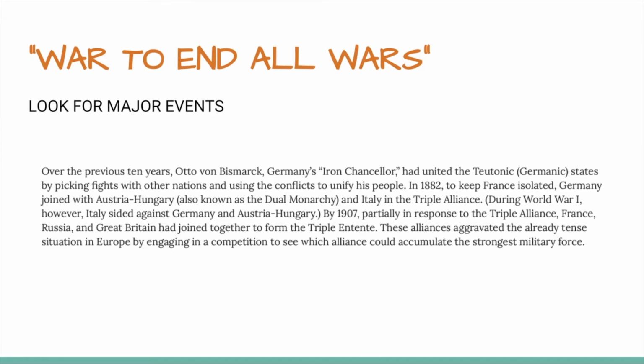Over the previous 10 years, Otto von Bismarck, Germany's Iron Chancellor, had united the Teutonic States by picking fights with other nations and using the conflicts to unify his people. In 1882, to keep France isolated, Germany joined with Austria-Hungary and Italy in the Triple Alliance. However, during World War I, Italy sided against Germany and Austria-Hungary. By 1907, partially in response to the Triple Alliance, France, Russia, and Great Britain had joined together to form the Triple Entente. These alliances aggravated the already tense situation in Europe by engaging in a competition to see which alliance could accumulate the strongest military force.